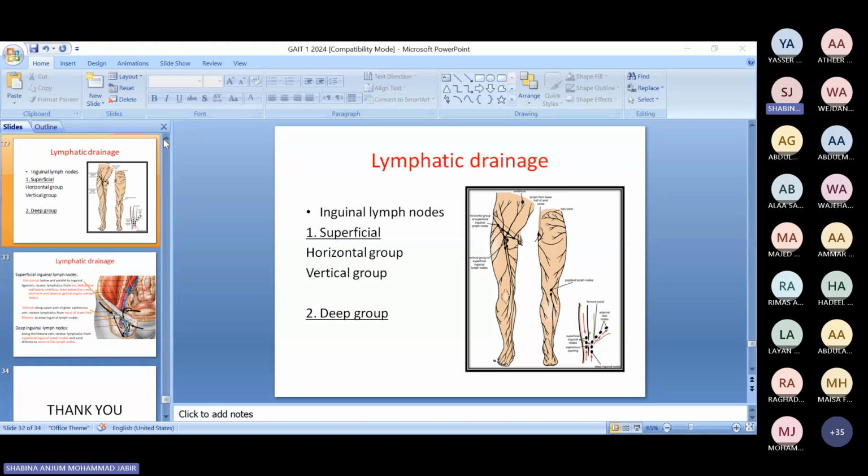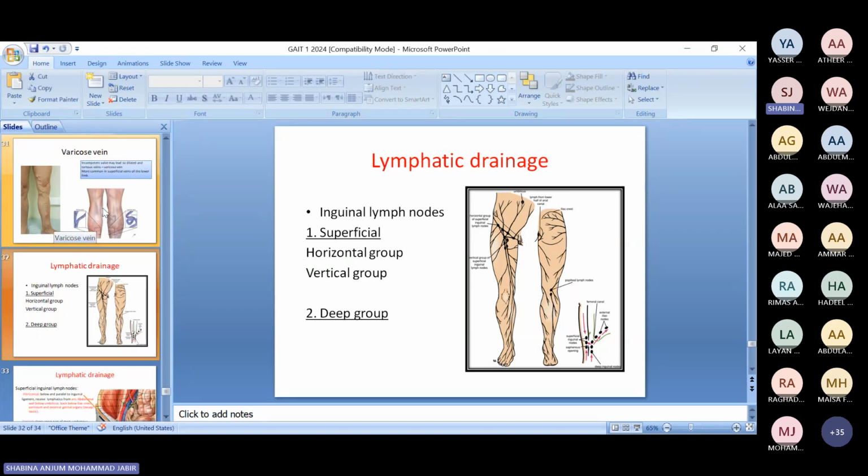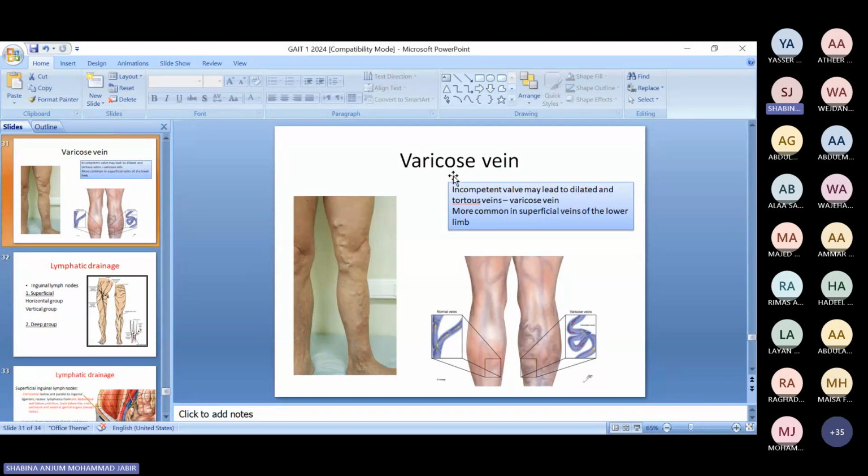So I think you were with me till the varicose vein. Okay, what is varicose vein? It is the problem with the walls of the superficial veins of the lower limb. Okay, if there is a problem, the veins will appear like this. These are the dilated and tortuous veins.